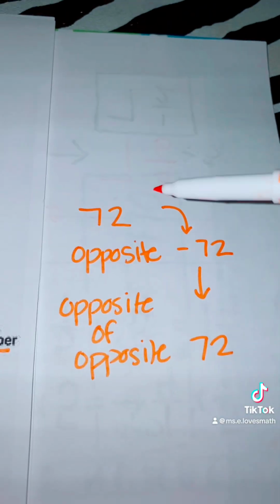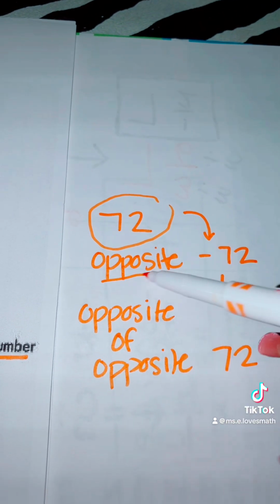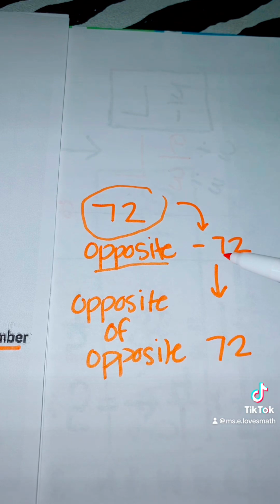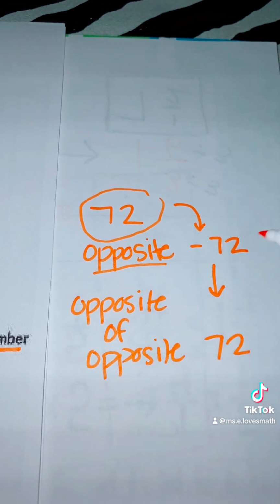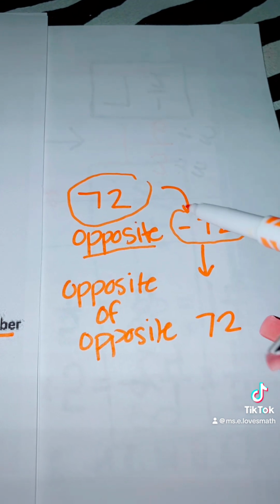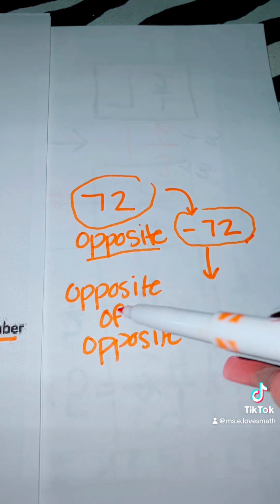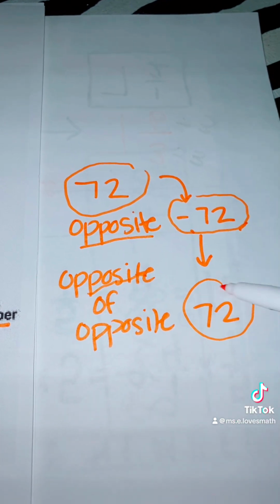So to show you, we have 72 as our starting number. The opposite of 72 would be -72. But then for the opposite of the opposite, you would take -72 and find the opposite of that. So the opposite of the opposite would go right back to 72.